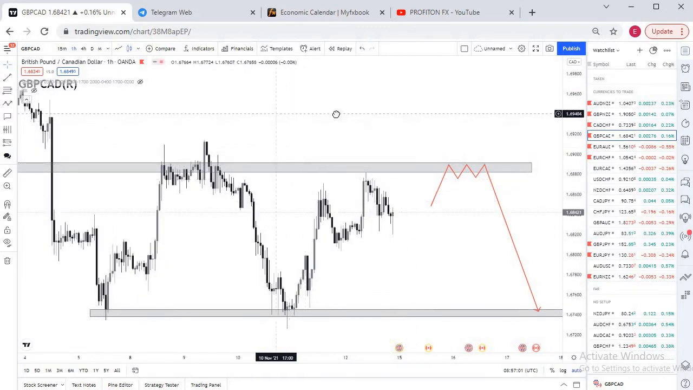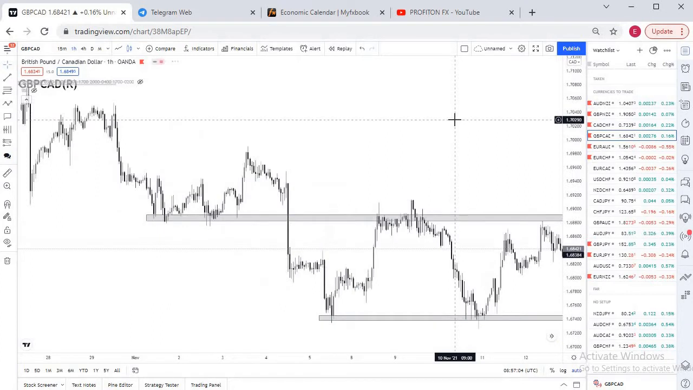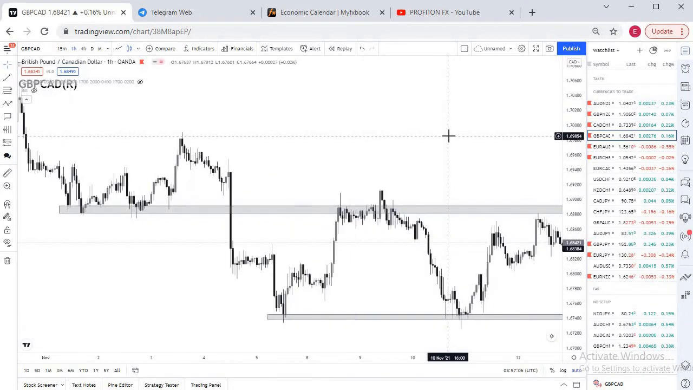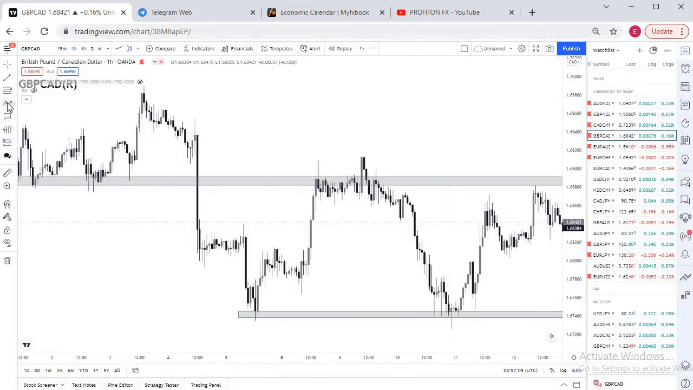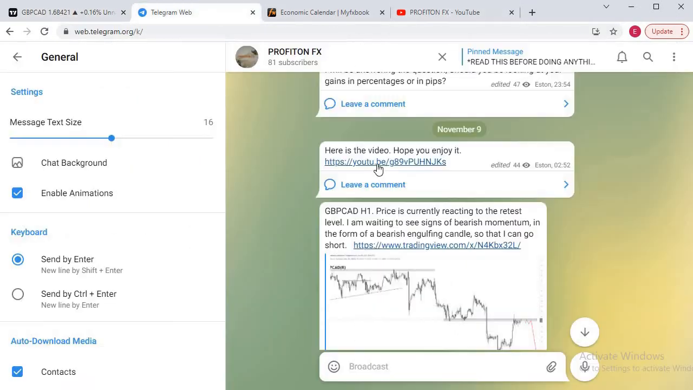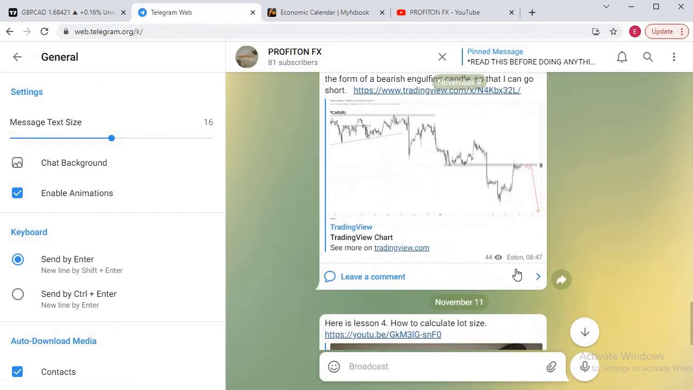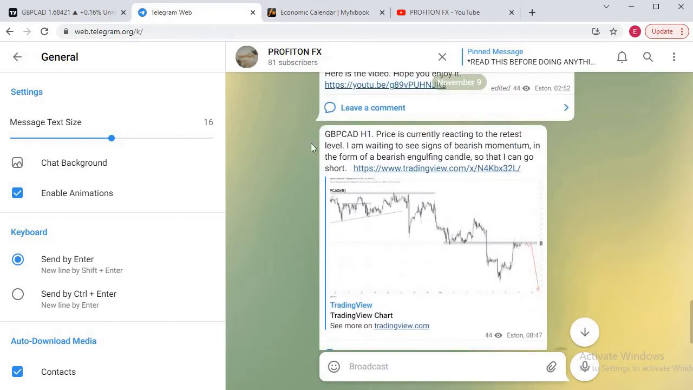Now, actually, on this currency pair, I did call out a setup, and I'm not really sure if it was on my last weekly forex forecast. We were at this level, and I had called out a shorting position. Let me just show you on the Telegram channel. Actually, here it is, GBP Canadian dollar.